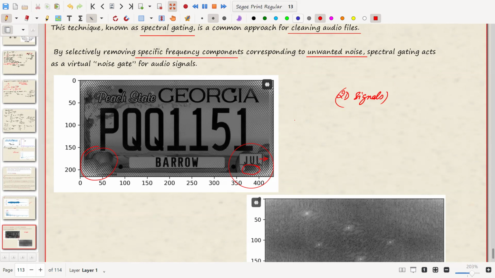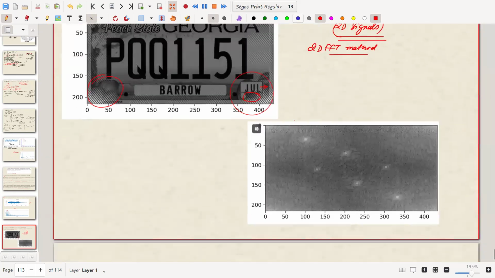You can think till now FFT has been applied to one-dimensional signals, but this image is a two-dimensional signal. You have signal both on x and y axis, the data both on x and y axis. So it's a 2D signal. The image is a 2D signal. So you have to apply the 2D FFT method, which we have not covered. It is just an extension of 1D FFT. So you apply the FFT, this you will get as the FFT data. At least you know which parts of the image you have to take care of.